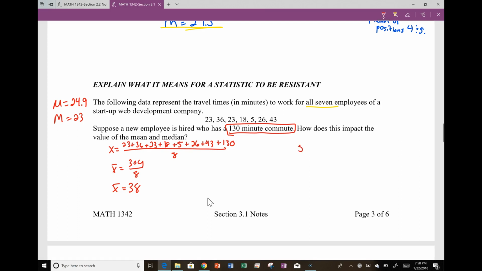Again, I must arrange them in order. And so I have 5, 18, 23, 23, 26, 36, 43, 130. For small data sets, to me, it is much easier to just mark off one small for one large, one small for one large, one small for one large. I have two values. My median is 23 plus 26 divided by 2. My median is 24.5.